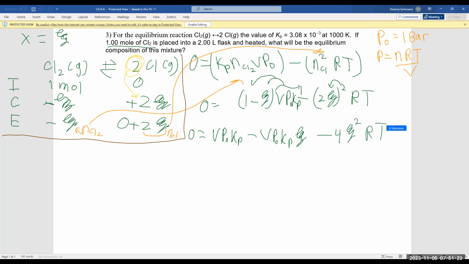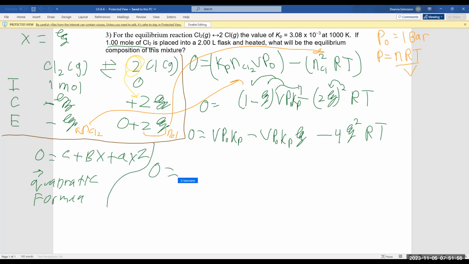Now this might look a little familiar. 0 equals, I think it's C plus bx plus ax squared, right? Quadratic. So that's exactly what you're gonna do. You're gonna plug stuff in for here and do your quadratic formula. I'll plug some stuff in right now.